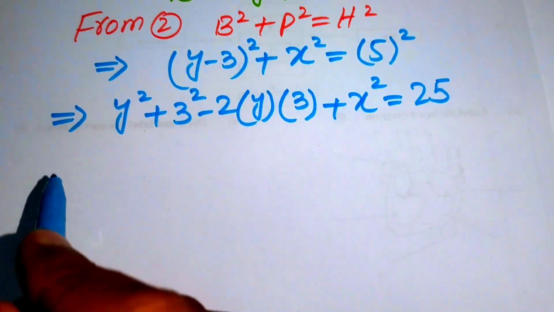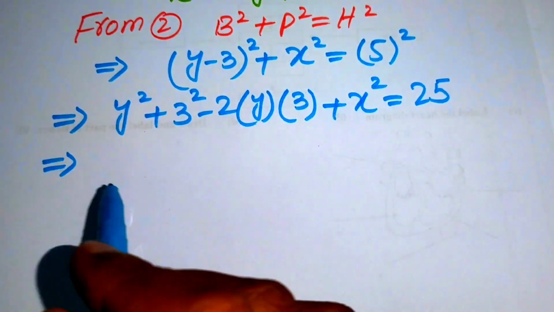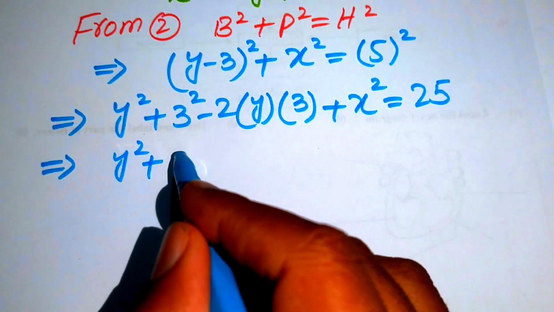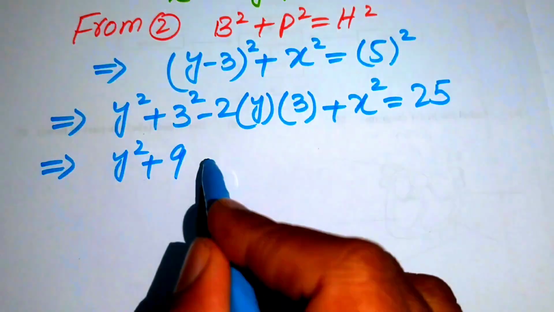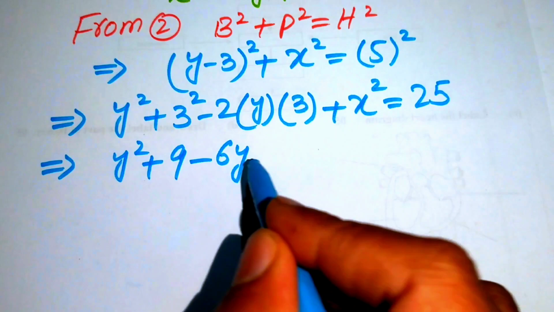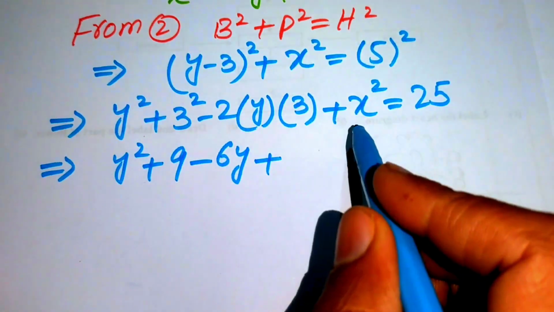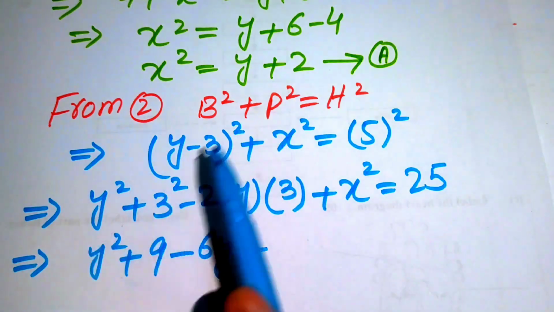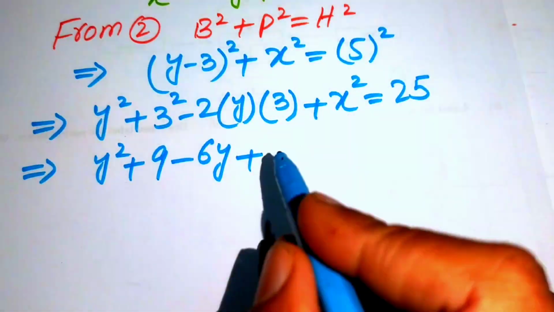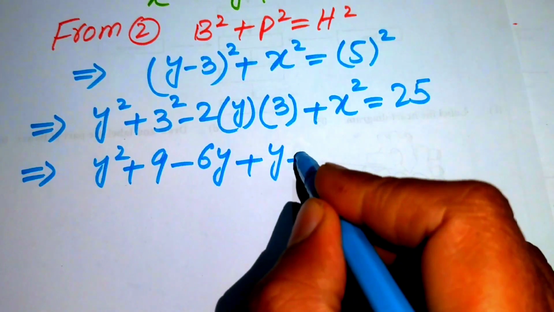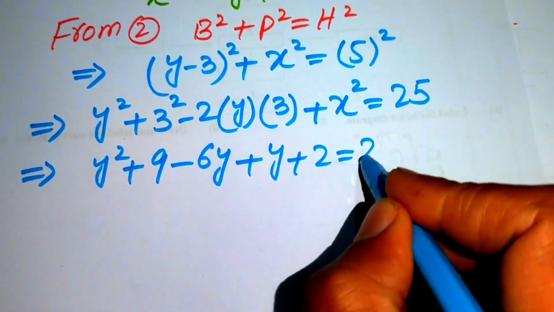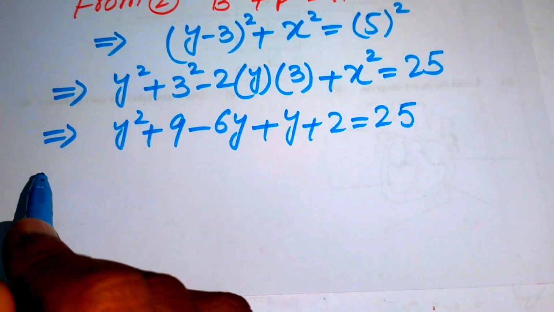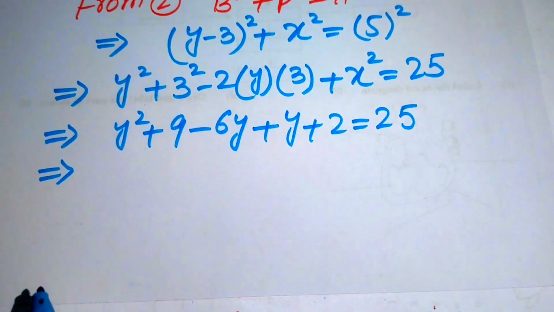Now we simplify this equation, and we have y square plus 3 square, which becomes 9, and 2 times 3 is 6, so we get minus 6y, plus x square. We have the value of x square equals y plus 2, so we use the value of x square here, and we get y plus 2, and this whole equation equals 25. Now we simplify the terms and add or subtract the like terms.